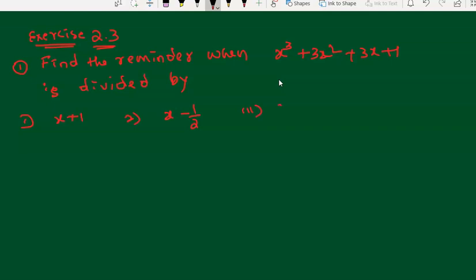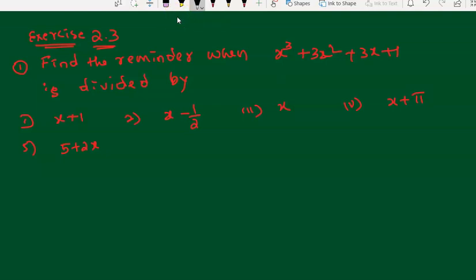Third, if that polynomial is divided by x, then what is the remainder? Fourth, if that polynomial is divided by x plus 5, what is the remainder? Fifth, if that same polynomial is divided by 5 plus 2x, then what is the remainder? These all are the things we have to identify.